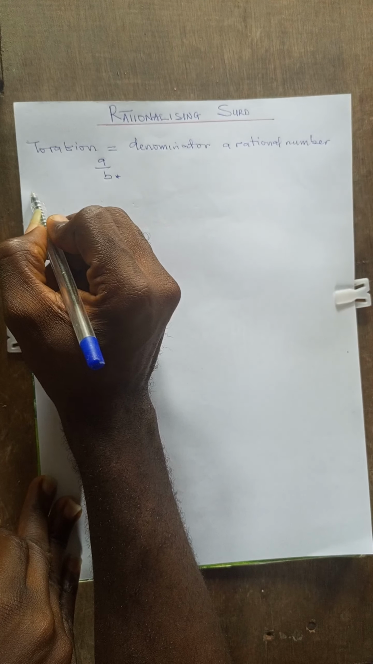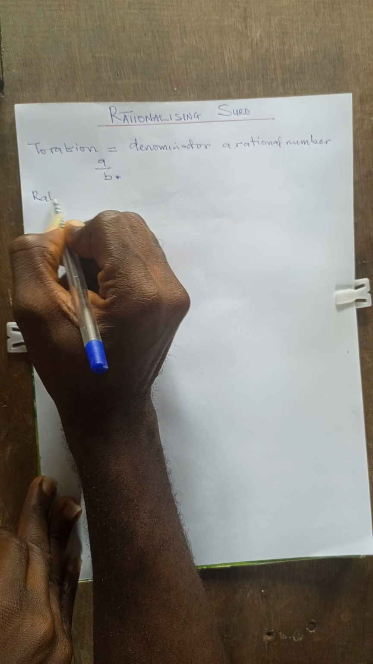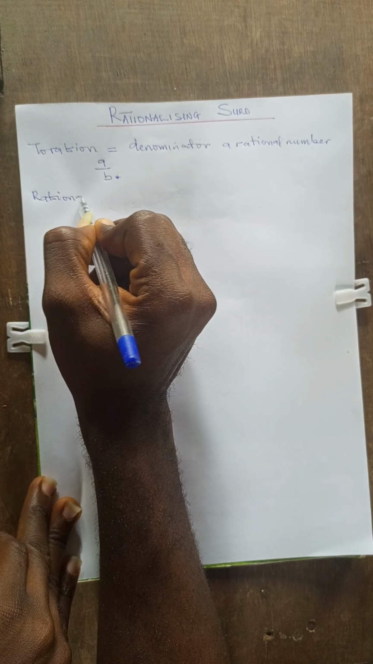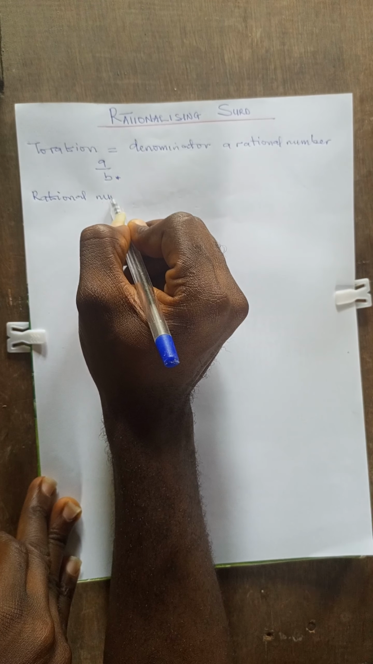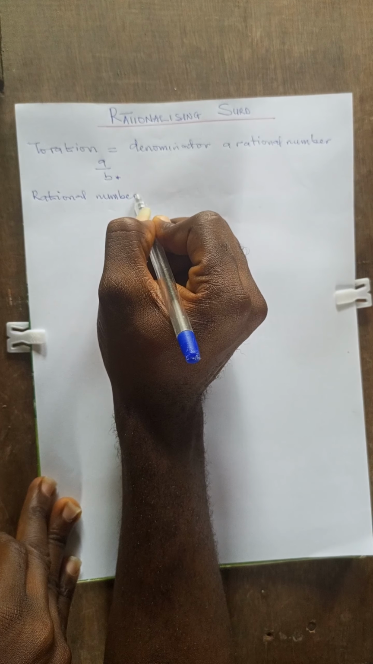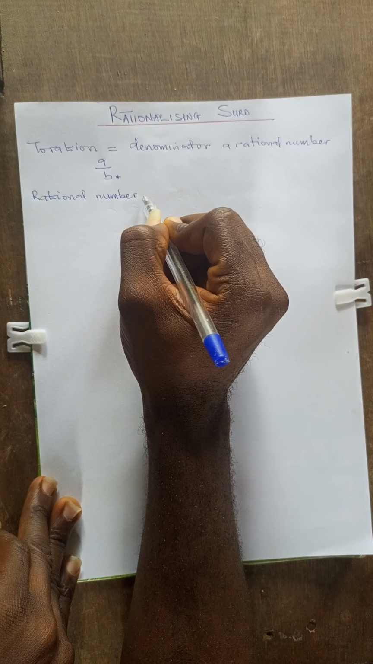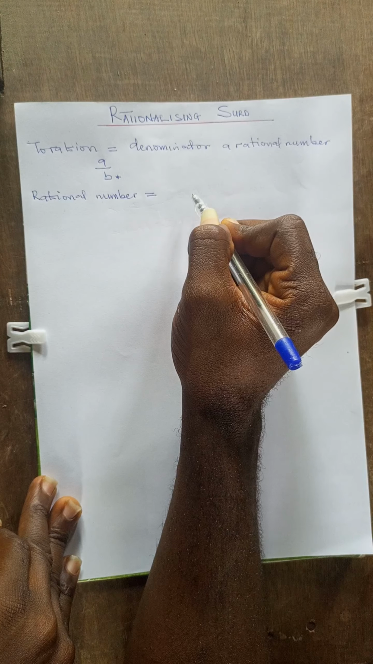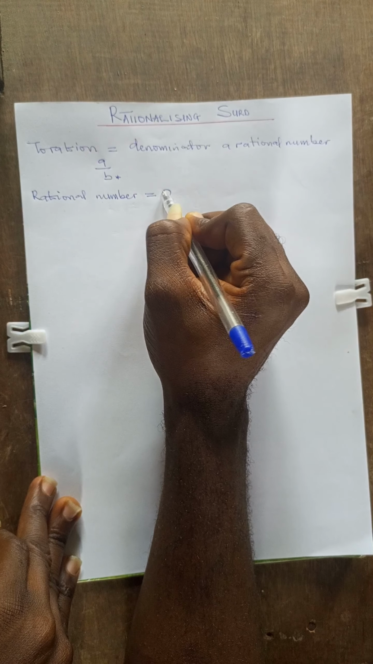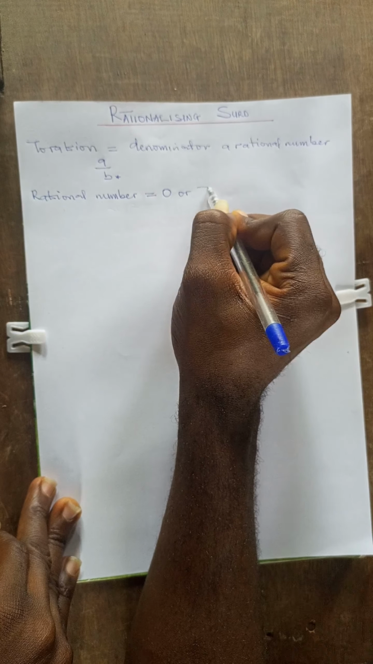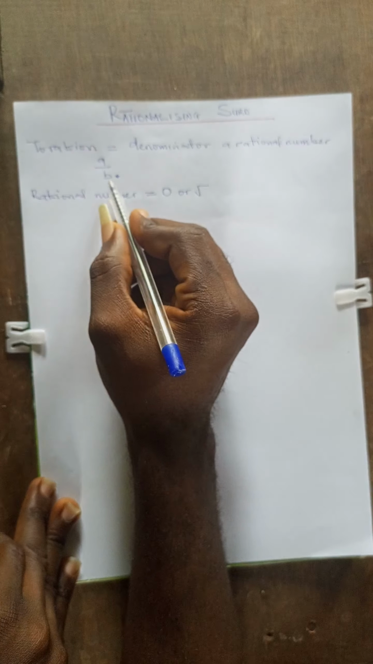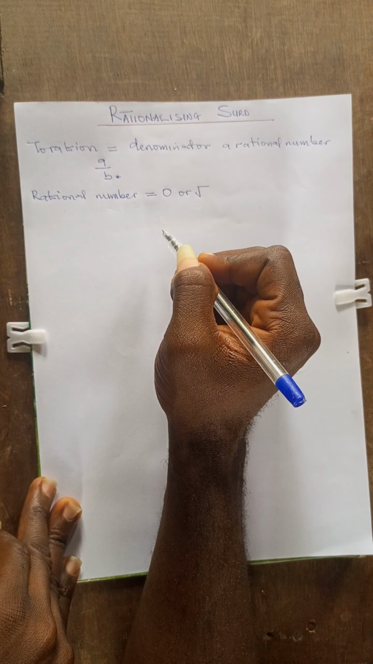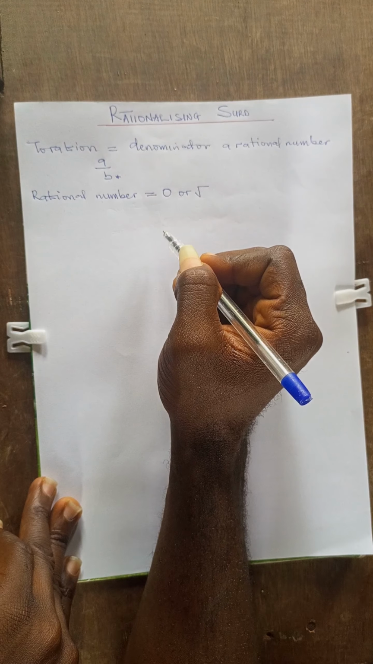Now another question is wetin be rational number? We don talk about denominator, we don talk about wetin e mean to rationalize. Now wetin be rational number? Rational number na simply number wey no be zero or number wey no get root for the denominator. A rational number no get zero or e no get root.